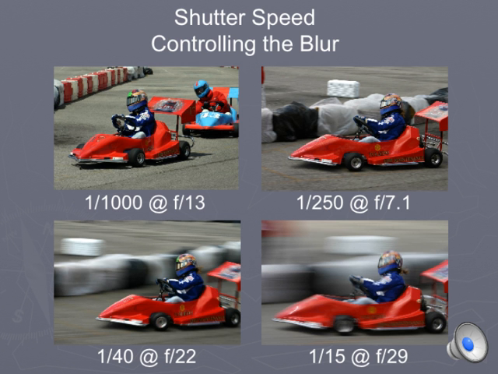Here's an example that shows 4 different shutter speeds and how it affects the blurring within the pictures. So we have at 1/1000th of a second stopping the action, 1/250th we're stopping some of the action, but we see some blurring going on in the background. 1/40th of a second, we really start seeing the background get blurry behind. And then at 1/15th, we see a lot of blurring and motion in the photograph itself.